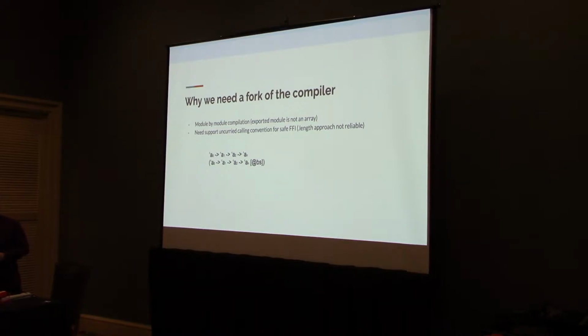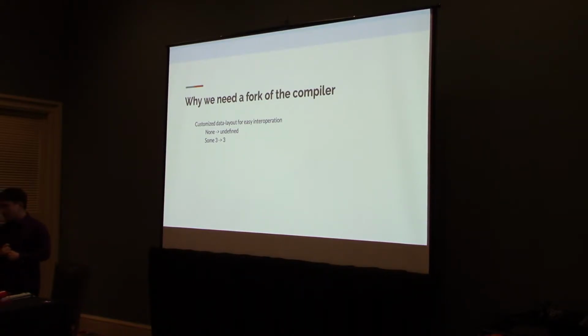In JSOCaml, we try to use the function .length, but that's not very precise because .length equals 2 doesn't really mean arity 2, because this can be anything in JavaScript. Another good thing is that when we fork the compiler, we can optimize the data representation. For example, with optional, we can unbox the optional into just the undefined value.